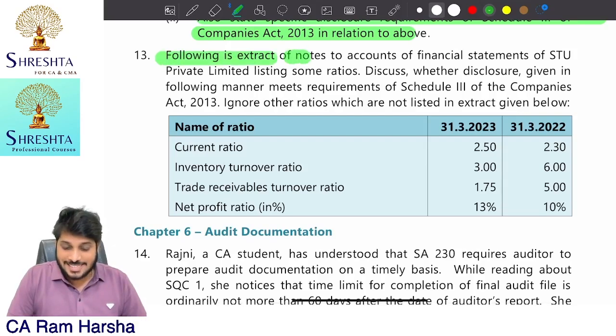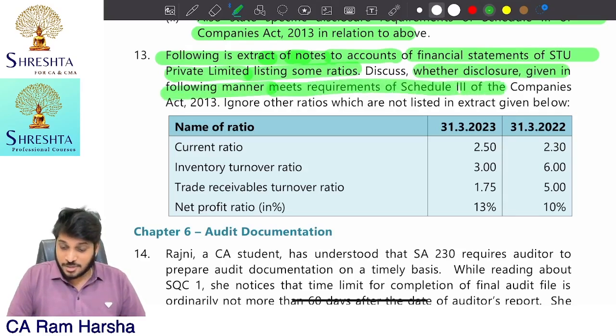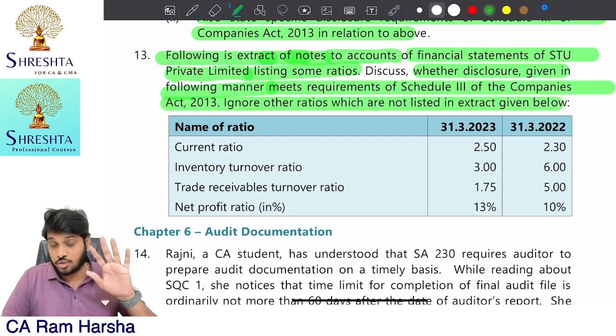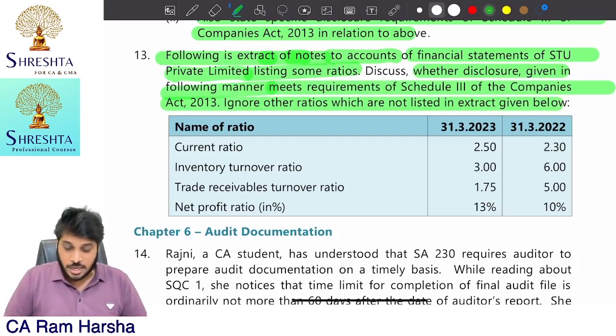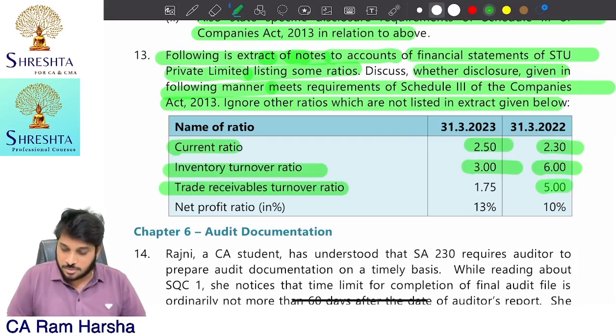Following is the extract of notes to accounts of the financials of STU Private Limited listing some ratios. Whether disclosure given in the following manner meets requirements of Schedule 3 of the Companies Act. Ignore other ratios which are not listed, just look at the following. So the company gave the following information related to some ratios. Current ratio last year, current year. Inventory turnover ratio last year, current year. Trade receivable ratio last year, current year. Net profit ratio last year, current year.